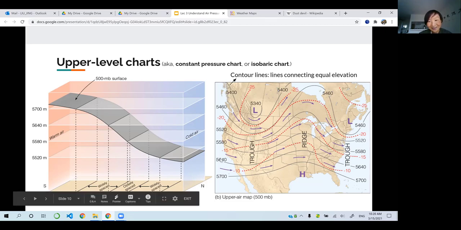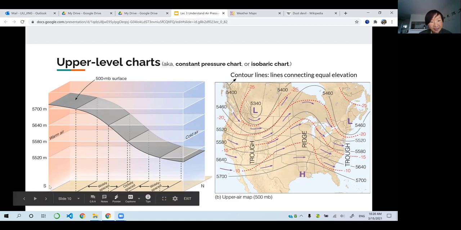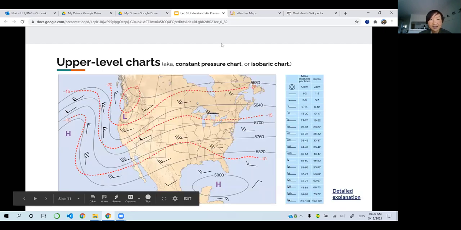But if you are down here at LA or the border near San Diego, let's say, you need to go higher. Because what? Because the air is warmer, it expands. So you need to go a little bit higher to find 500 millibars. But San Francisco is a little bit cold, so you don't need to go that far. That is an upper level chart.